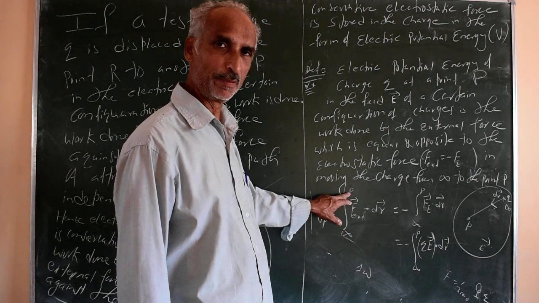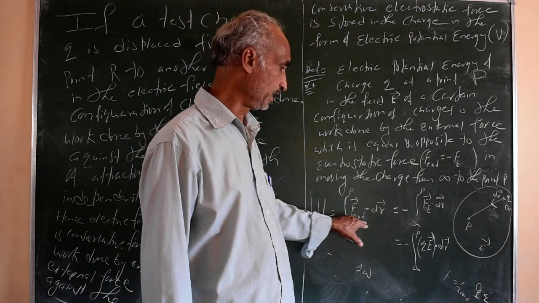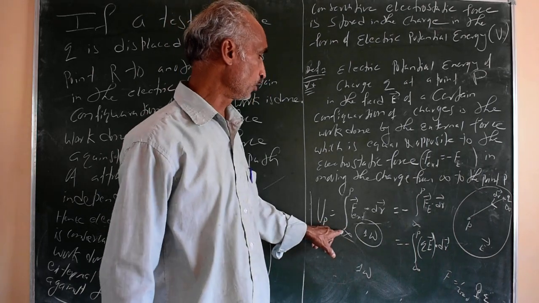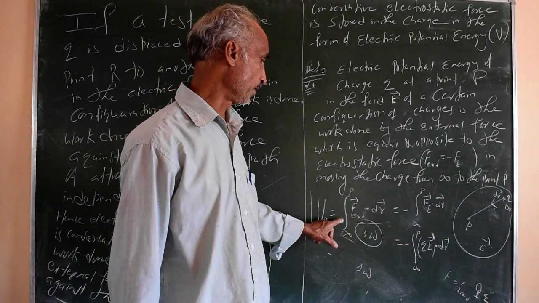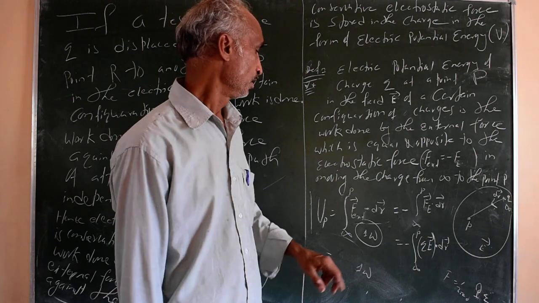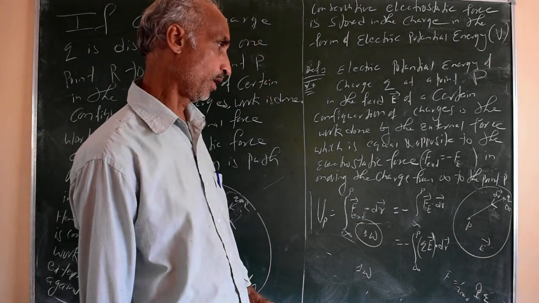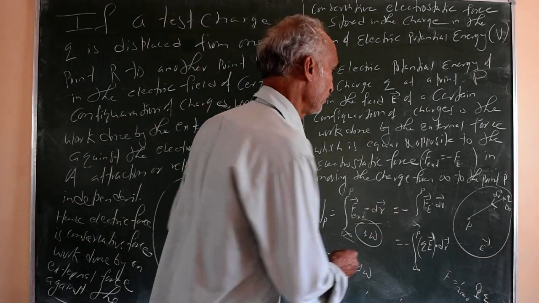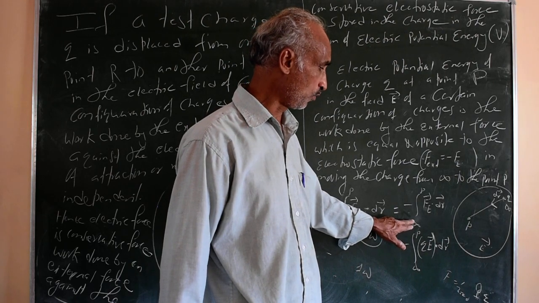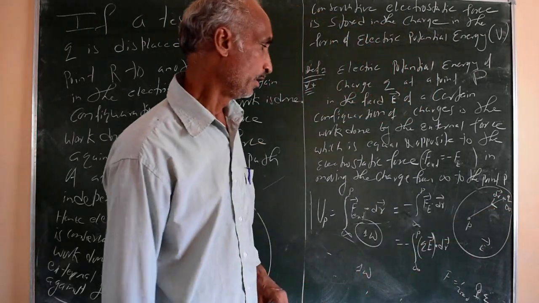Integration from infinity to the point P of F external dot dr bar, where each small one is a delta W. Integration is a summing process, so you get the total work done. The total work done itself is the potential energy of the charge. Why is minus taken? Because the work is done moving the charge q from infinity to the point P, and it is the sum of small work done.